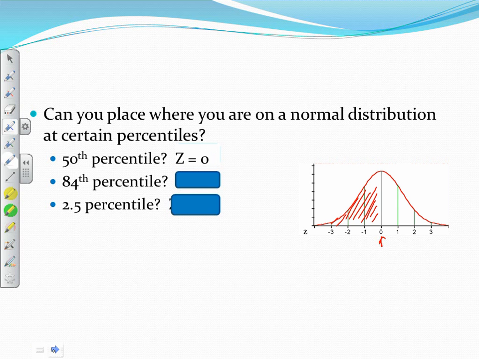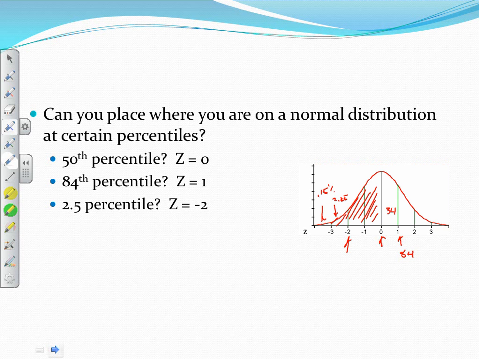If I was at the 84th percentile, if you remember that it was 50% below and then each of these was 34, well, we should know that this is the 84th percentile, one standard deviation away from the mean. 2.5th percentile, we should have remembered that this was an area of 0.15% and this is an area of 2.35%. So that means we'd be 2 standard deviations below the mean. Okay? So that is turning a percent into a z-score.